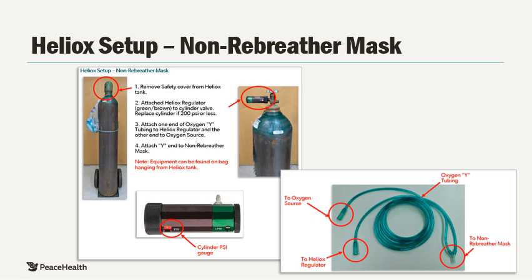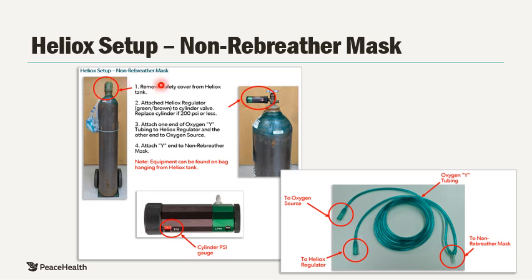So let's go over setting up our delivery devices. We'll go over the first one, which is a non-rebreather mask. We'll first start by removing our safety cover on our tank. This is a typical tank you will see in most hospitals. It is majority brown with a little bit of green on the top.